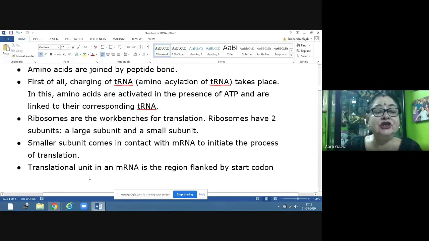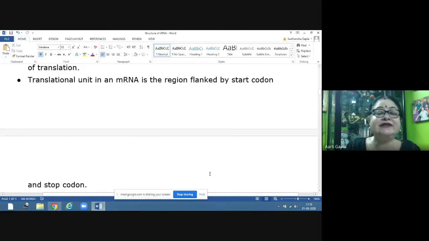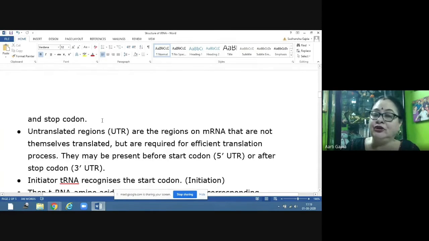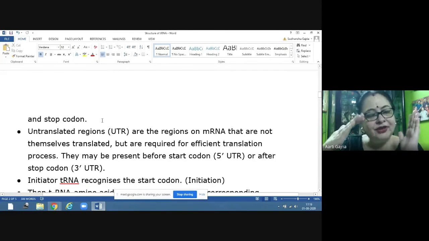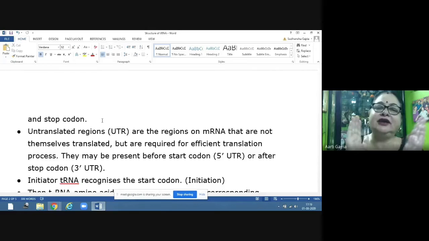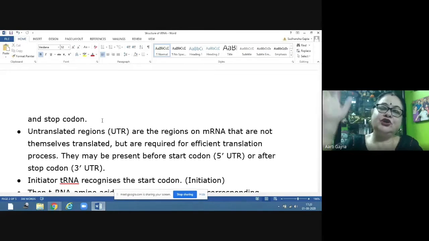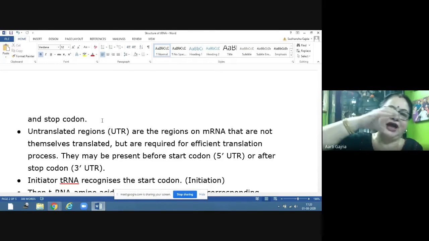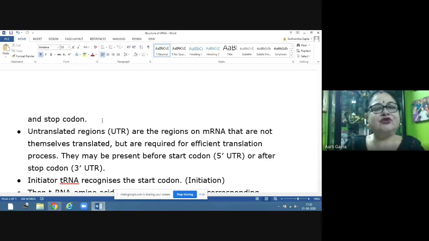Now, the translational unit in a messenger RNA is a region flanked by the start codon and the stop codon. Just as there were a promoter region and a terminator region in transcription, here there are a start codon and a stop codon. So translation will start from the start codon, that is AUG, and when there is a stop codon, no transfer RNA is there for the stop codons. So no transfer RNA will come, and the amino acid chain will be completed, and that would be the protein.